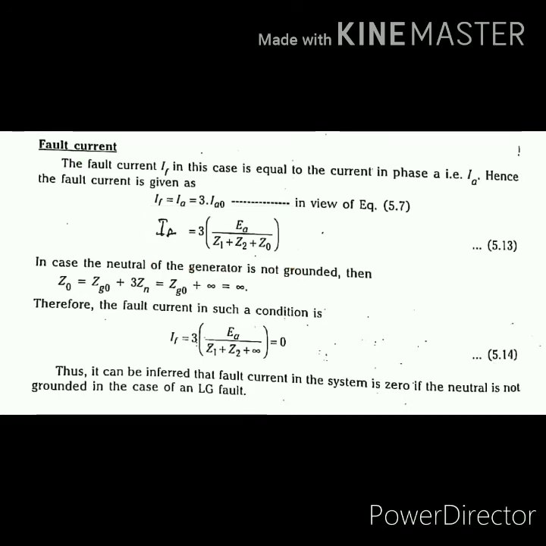Now, in case the neutral of the generator is not grounded, then the neutral impedance becomes infinity. So in this case, fault current IF is equal to 3 times EA by Z1 plus Z2 plus infinity, which becomes nothing but 0. So from this we can analyze that fault current in the system is 0 if neutral is not grounded in case of a line to ground fault.